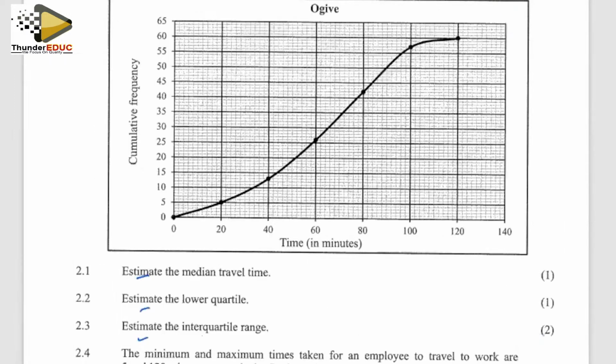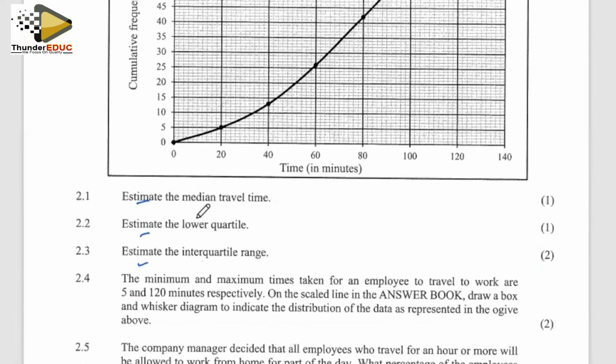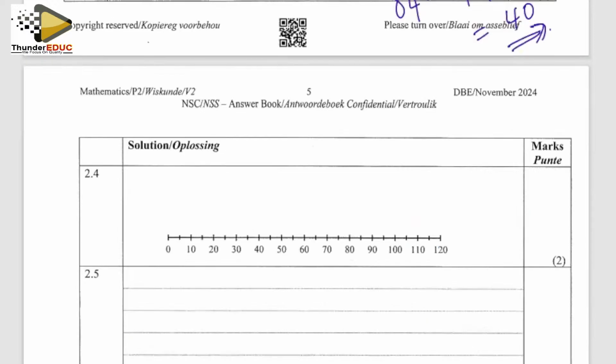And then 2.4. They're telling us that the minimum and the maximum times taken for an employee to travel to work are 5 and 120 minutes, respectively. So on a scaled line, in the answer book, can we draw a box and whisker diagram for the data? Okay. So one thing we know about the box and whisker, it represents the 5-number summary, whereby we shall have the minimum, the Q1, the Q2, the Q3, as well as the maximum. So our minimum, they told us is 5. So that will be our 5. Our maximum is going to be 120.